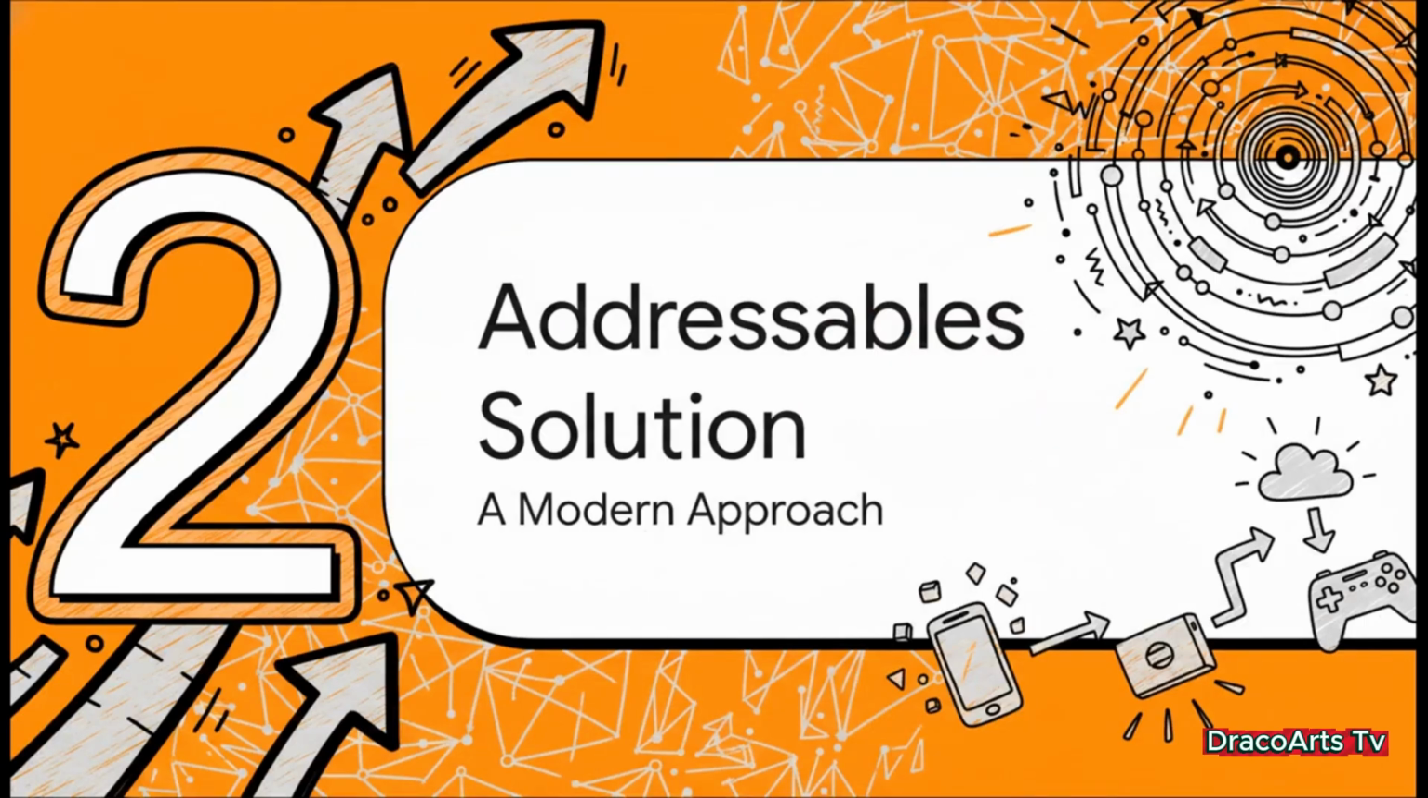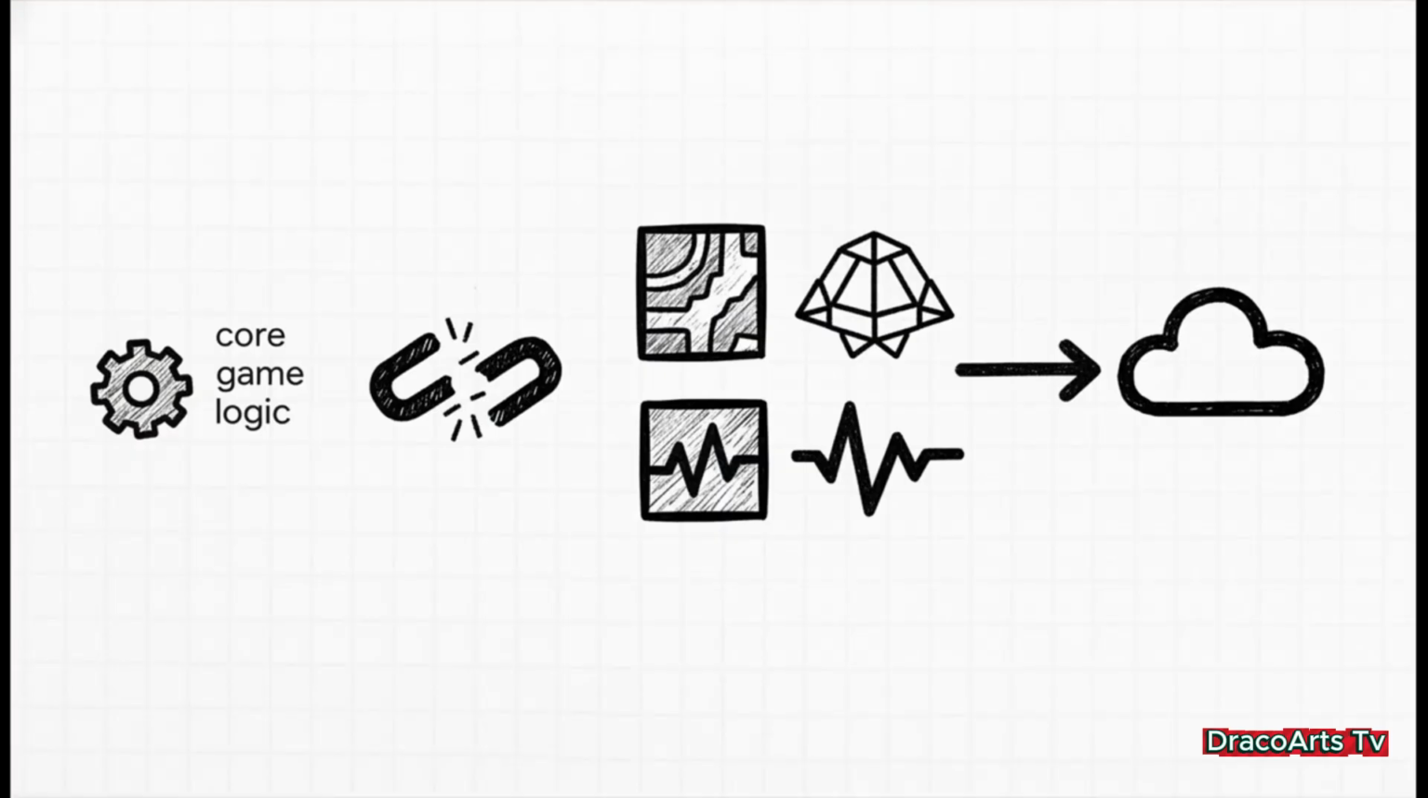So, how do we get to this much, much better place? Well, say hello to the Unity Addressable Asset System. And listen, this isn't some minor tweak. It is a fundamental and honestly an incredibly powerful shift in how you build and deliver your games. The core idea is actually pretty simple, but it is revolutionary. You decouple your game's brain, the code, from all its heavy content.